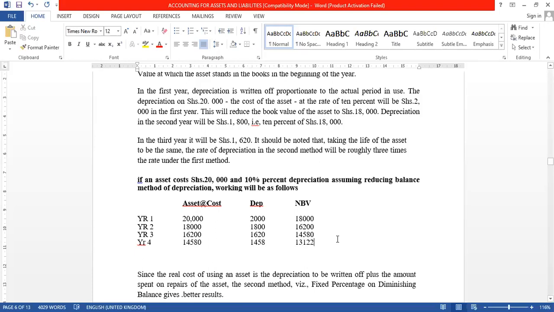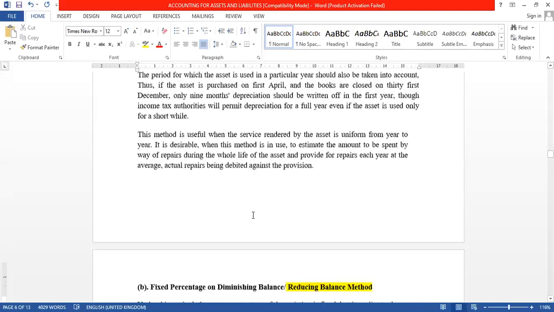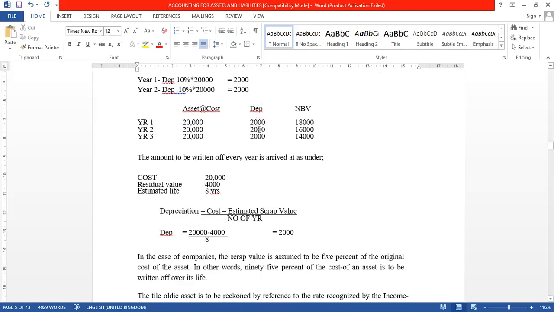Do I need to go on? No. You already got the concept. Here, we are using the balance at the end of the year as our balance at the beginning of the next year, right? And if you look at this, you'll notice that this value of depreciation is not constant, right? It keeps on reducing.